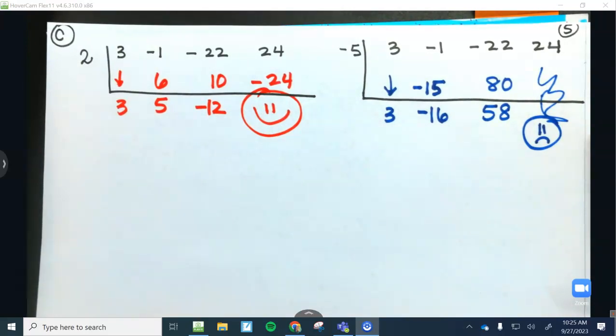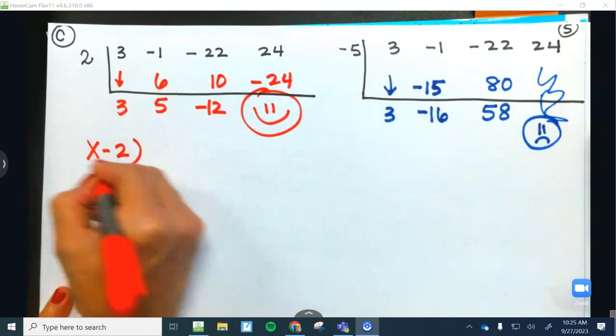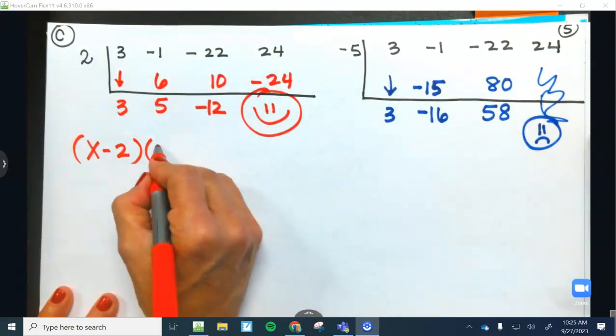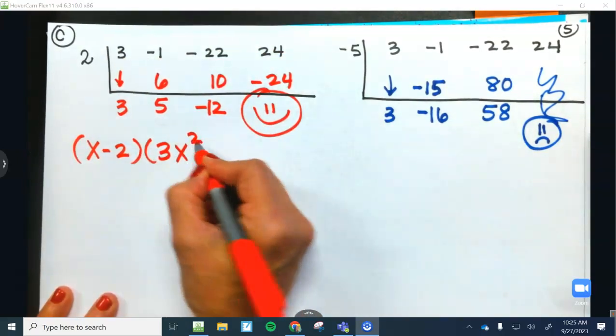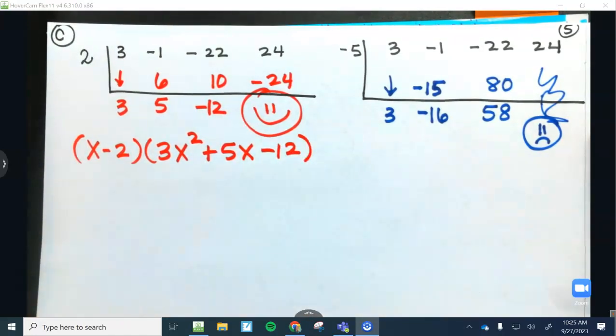All right, so let's take a look at what's going on here. So we know x minus 2, awesome. And then 9, 1, 2, 3. So 3x squared plus 5x minus 12, awesome. Are we finished? That's right. You better see if that's factorable. It is. It is factorable.